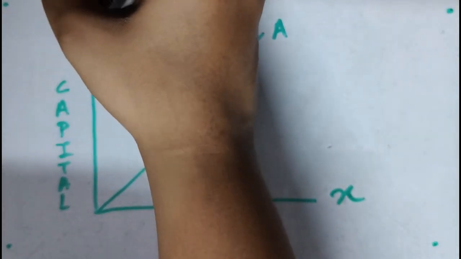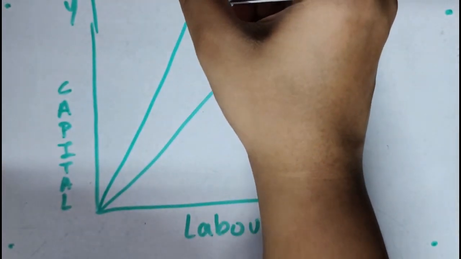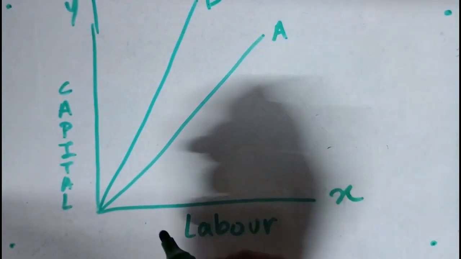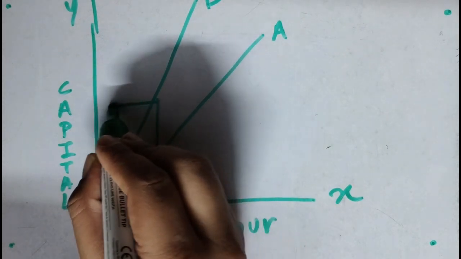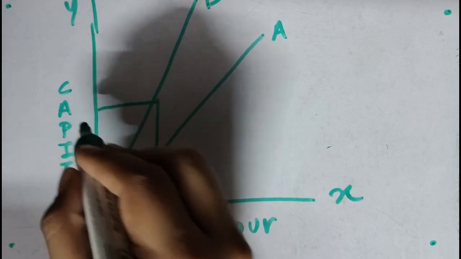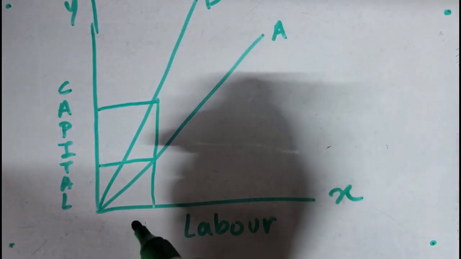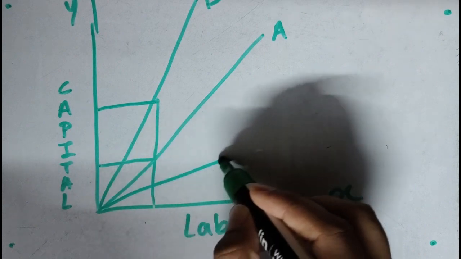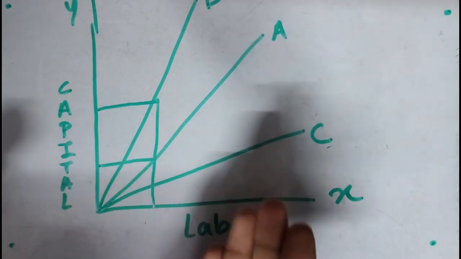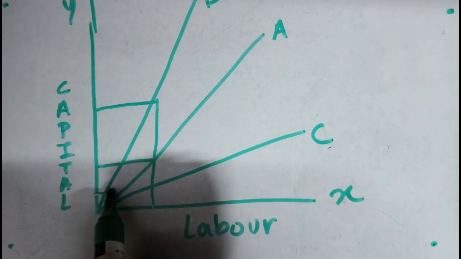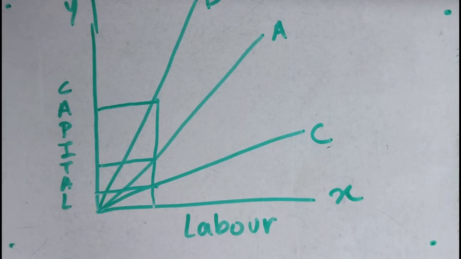Similar to line A, we can draw a line B, and we can see that line B uses more capital than line A. It uses more capital than labor in general. Similarly, a line C, which is less steep than A, will use more labor than capital.